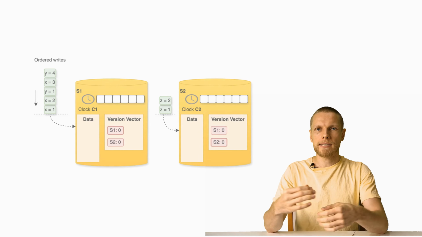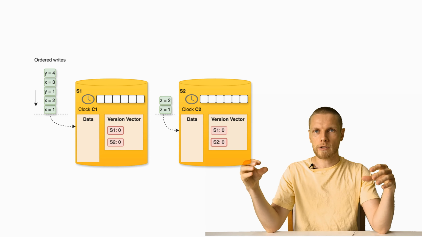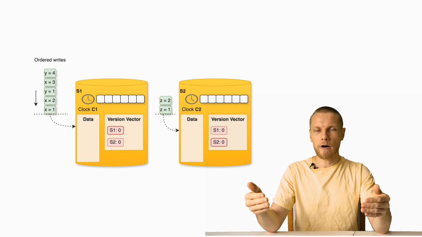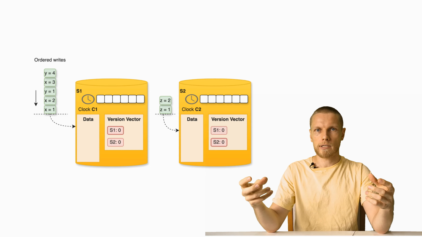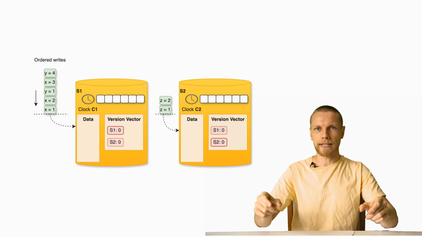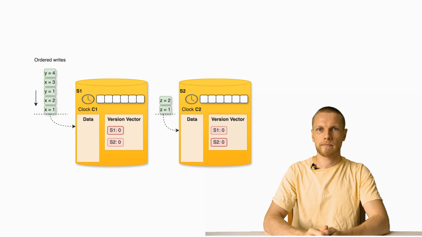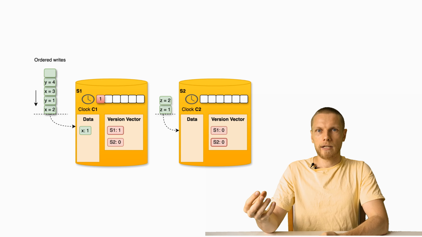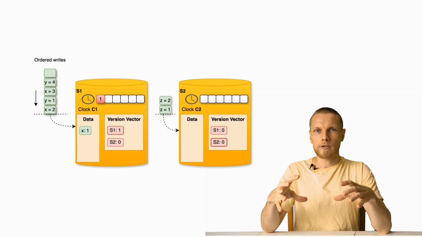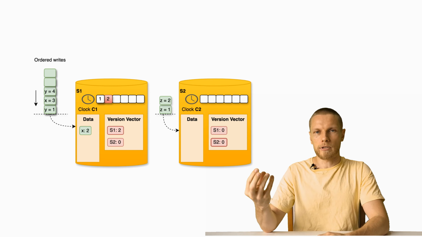Now, when we know the basics, let's see how it works together. And for now, we will focus only on servers, leaving out what happens on the client side. Initially, we have two servers. Their clocks are zeros, their version vectors are zeros, their data storage is empty, and we have a set of writes coming in the specific order to those servers. When first write x equals 1 comes to the first server, its clock is incremented, its version vector is updated, and the value of x is stored in its data storage. The same process happens for the second write and for the third write.